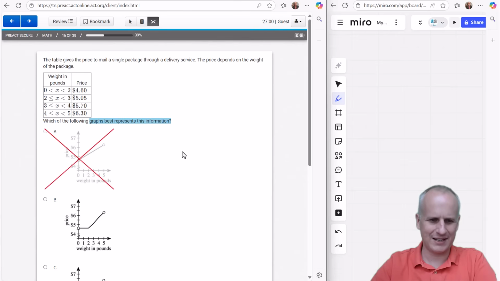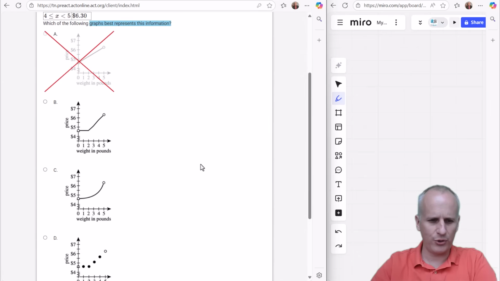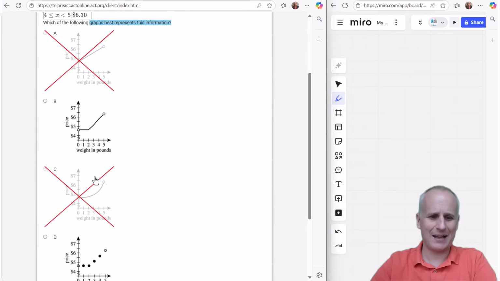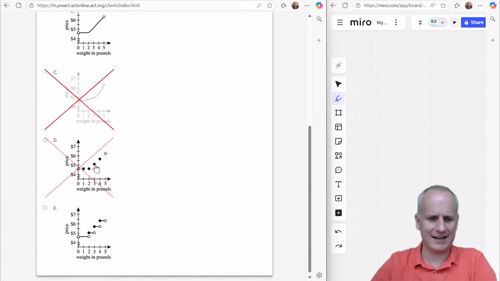A is not horizontal, so it should be eliminated almost immediately. B is horizontal, so we'll hold on to that for now. C is absolutely not horizontal from 0 to 2, so that can go away. And then we see these dot options, and make sure that you're scrolling through all 5 answer choices for your practice pre-ACT, because sometimes there could be things down here that you might not even recognize.